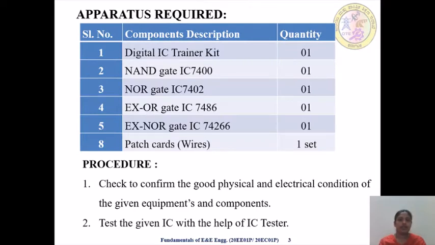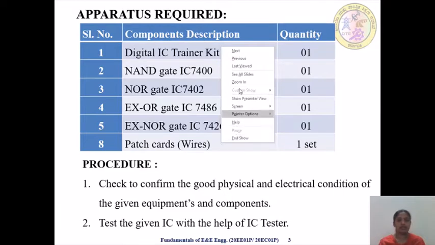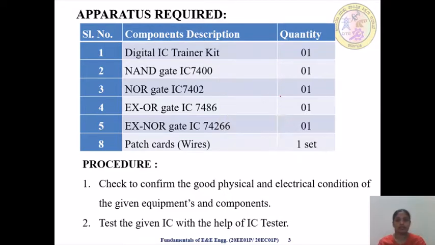Apparatus required are a digital trainer kit, quantity required 1. NAND gate IC number 7400, quantity required is 1. NOR gate IC number 7402, quantity required is 1. XOR gate IC 7486, quantity required is 1. XNOR gate with the IC number 74266, quantity required is 1. And a set of patch cords, which are the wires.